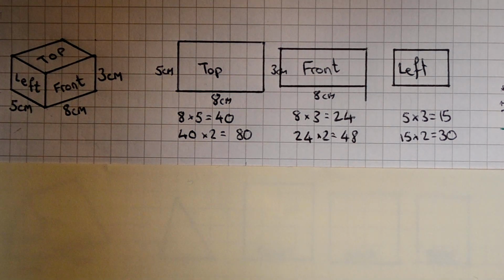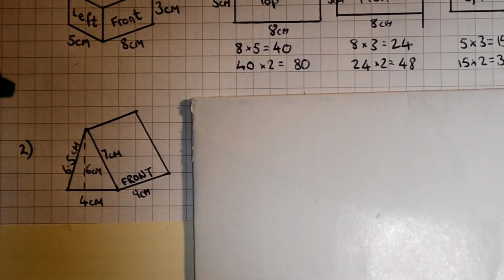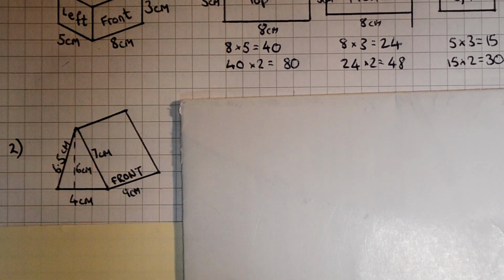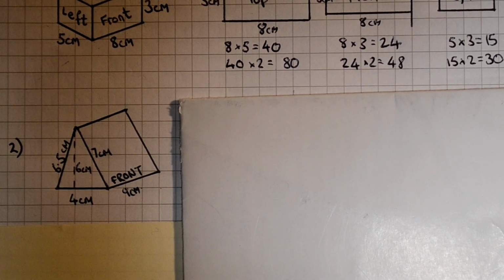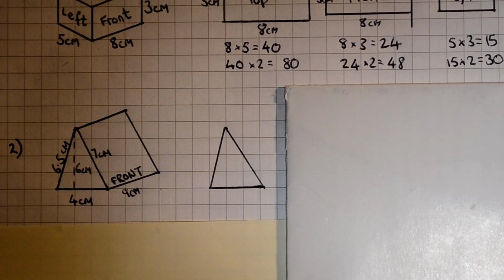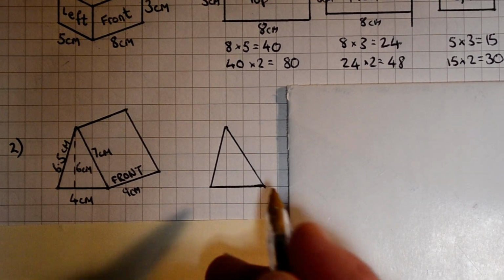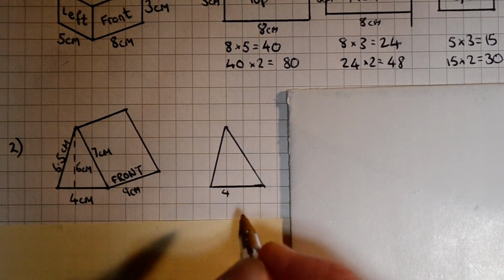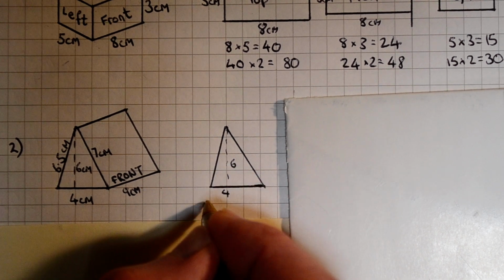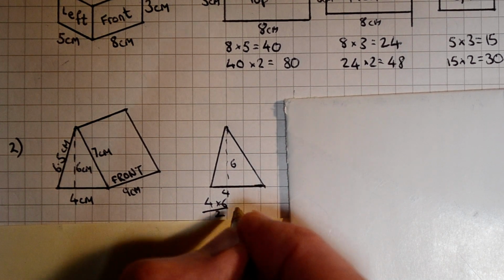Right, second example then. This one here we've got is a triangular prism. So we're going to do exactly the same again. We're going to draw out all the different faces. So first one is the end, the triangle. To find the area of the triangle, we need to know the base and the height. So the base is 4, the height is 6, so it's 4 times 6 divided by 2. That's going to give us 12.